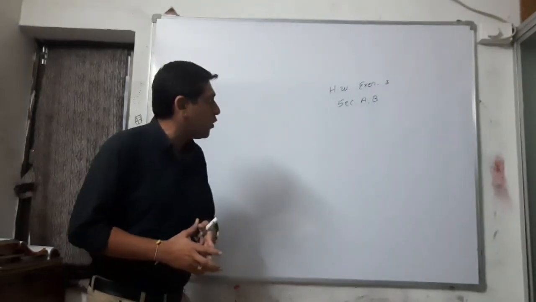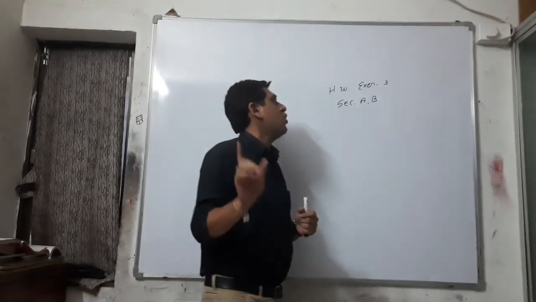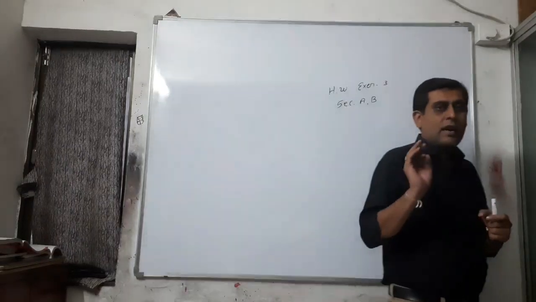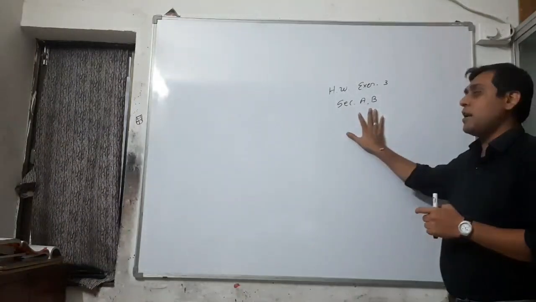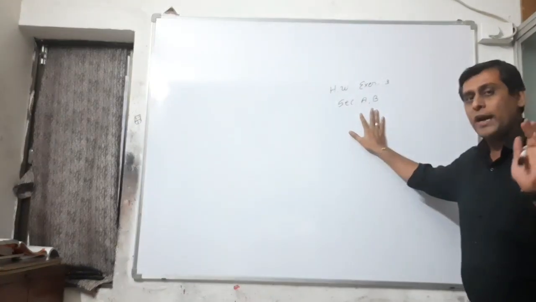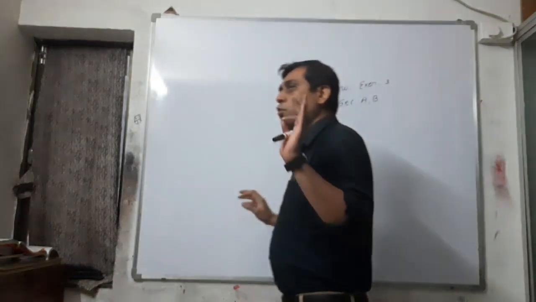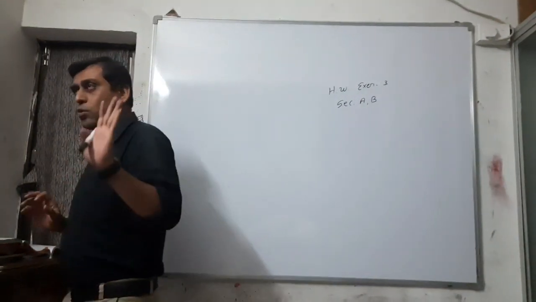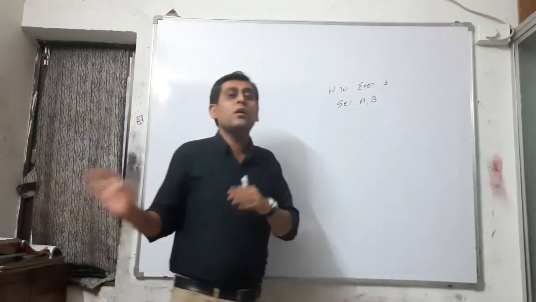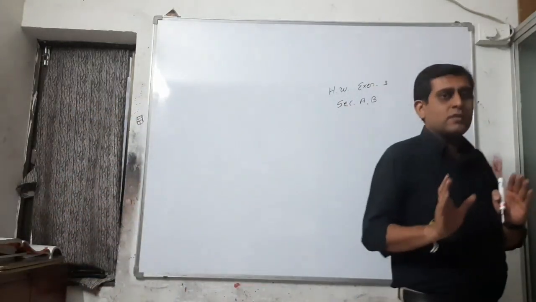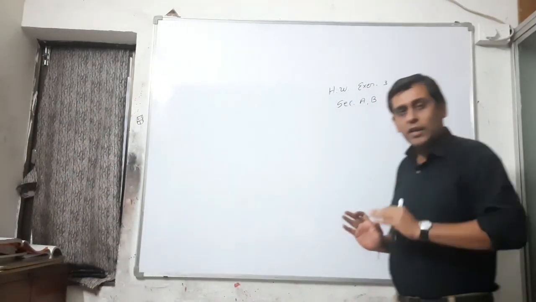The next homework is that you have to complete sections A and B in your exercise book. Sections A and B are short questions, that is MCQ and SQ. But you have to do whatever you know about that, and you can find out from the book. If you have difficulties, then we will discuss in our regular lecture.